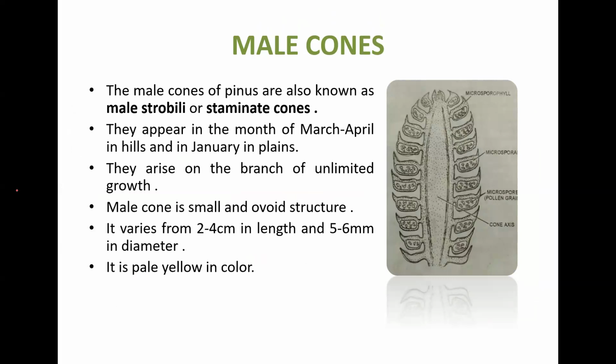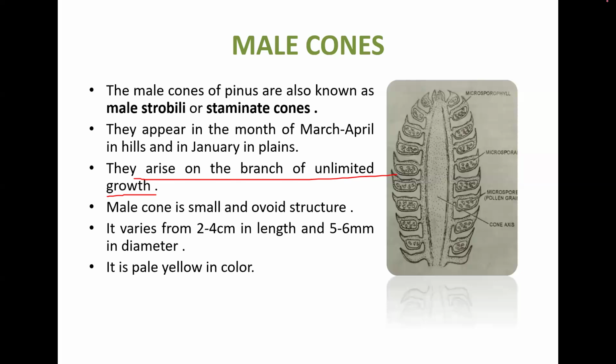Now, when I describe the structure of the male cone, the male cone is also known as male strobilus. These male strobili develop in the months of March to April in the hills, and January in the plains. You can see here that these male cones arise on the branches of unlimited growth. That is, male cones are developed on the long branches.